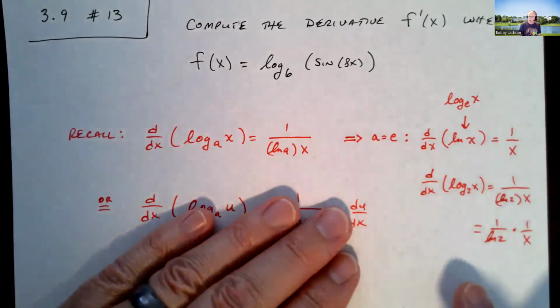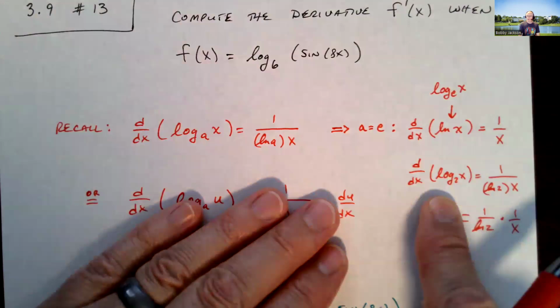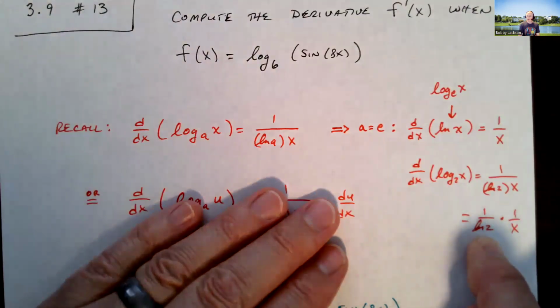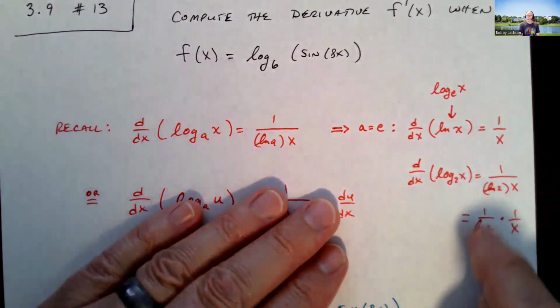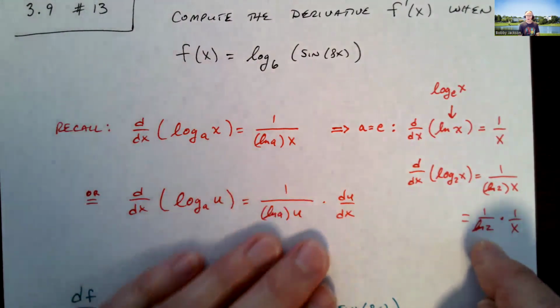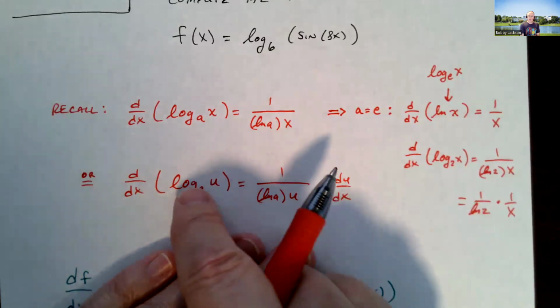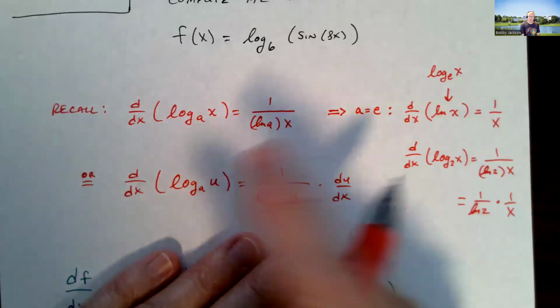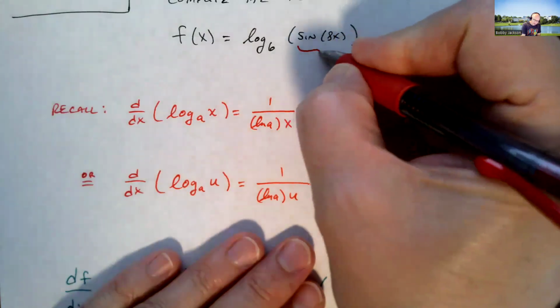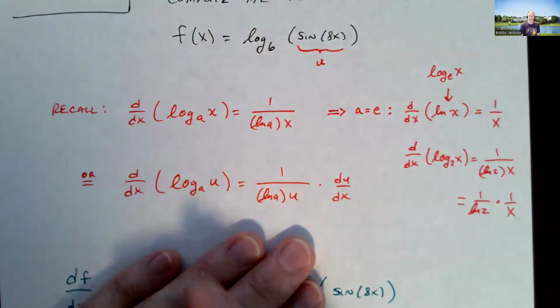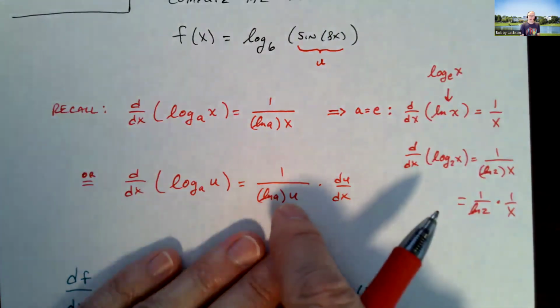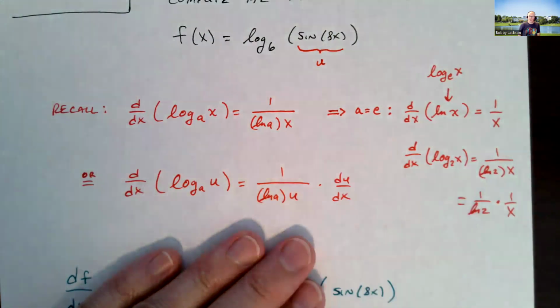So we see every logarithmic function's derivative is just a scalar multiple, a real number multiple, of 1 over x, where the real number is 1 over the natural log of a, and a is the base of the logarithm. Now, in general, using the chain rule, for the function log base a of u, and we do that here because it's not x but sine of 8x, that's our u, the derivative is 1 over the natural log of a times u, times the derivative of the inner function. So that's the generalized chain rule, and that's what we're going to use here.